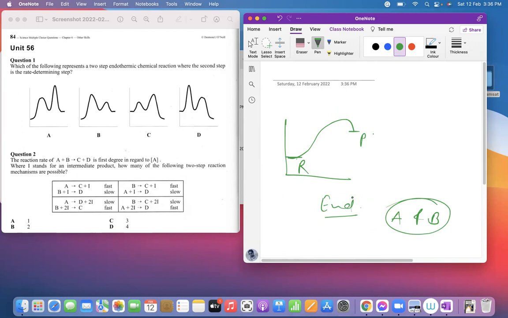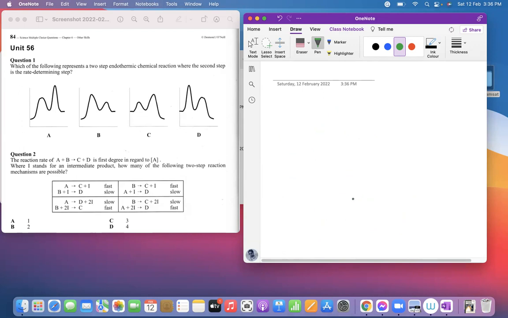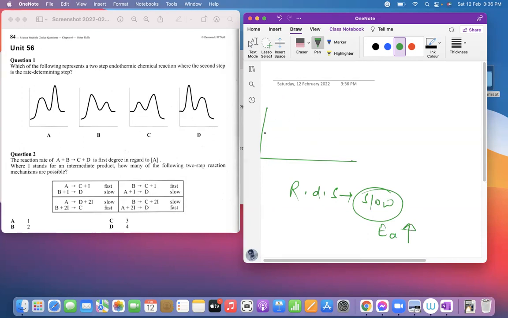Now tell me, out of A and B, you know what the second step is? Second means the second peak, not the first. In which one is the second step the slowest step? Oh, sorry, there is one more concept. The question is saying the second step is rate determining, and you know that the rate determining step is always the slow step. So slow means high activation energy, EA should be high.